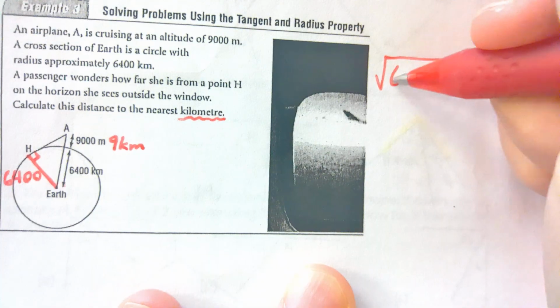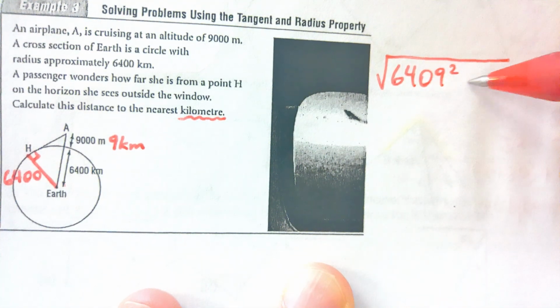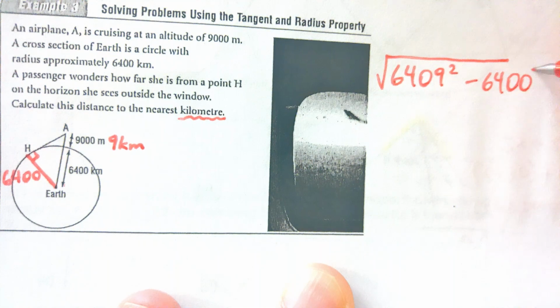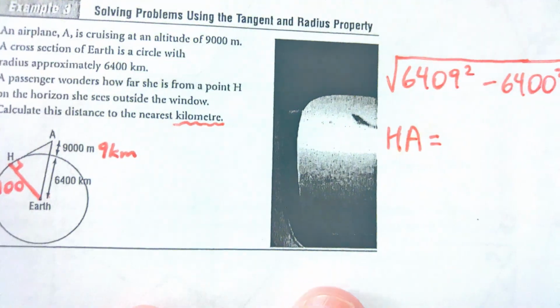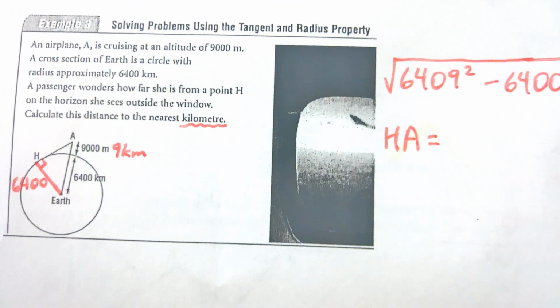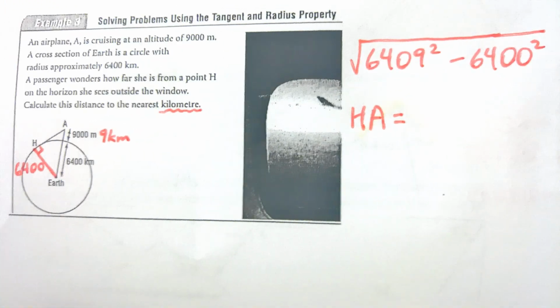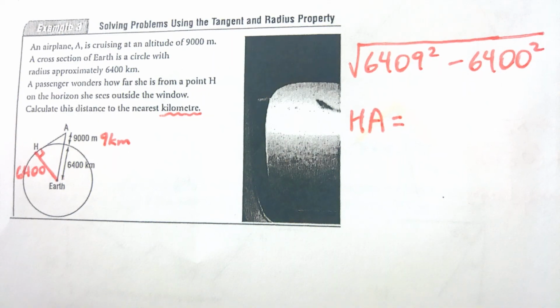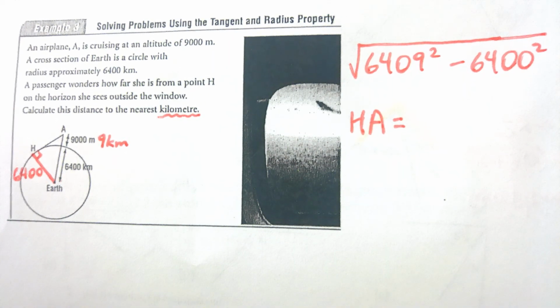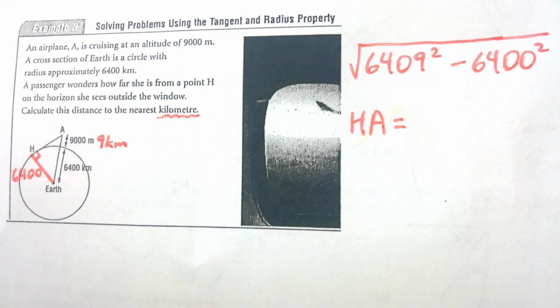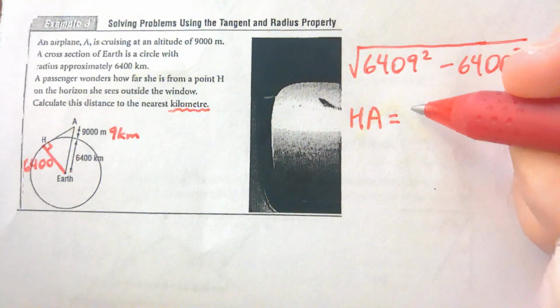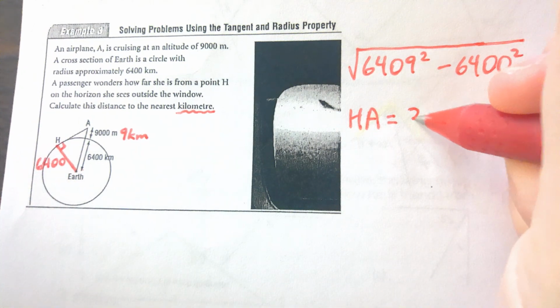So 6,409 squared, take away 6,400 squared. So the length of HA is, let me zoom this out. 6,409 times 6,409, take away 6,400, and then square root it. I get the length of HA to be roughly about 339.